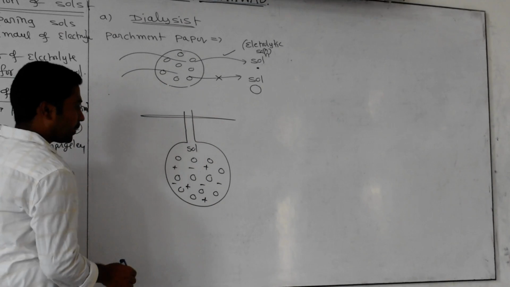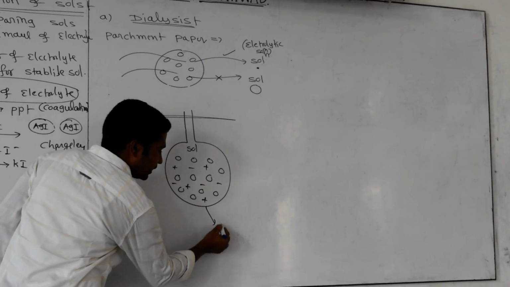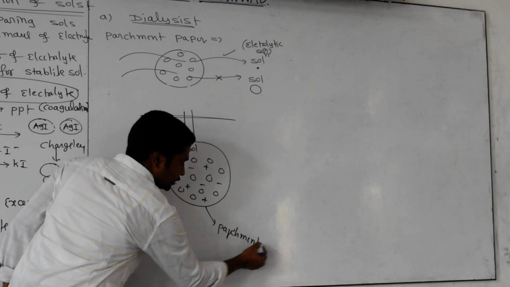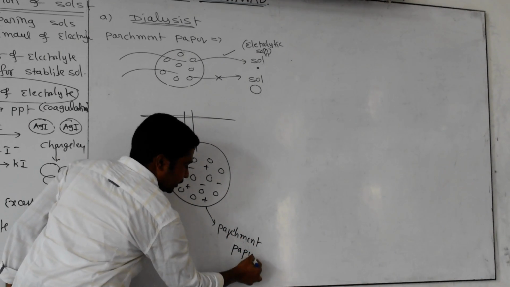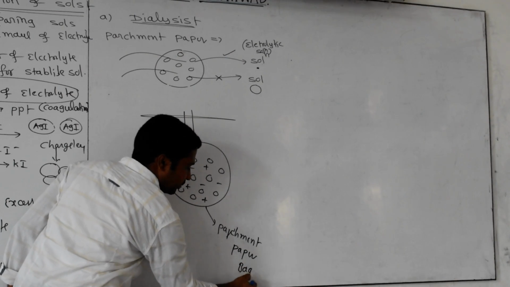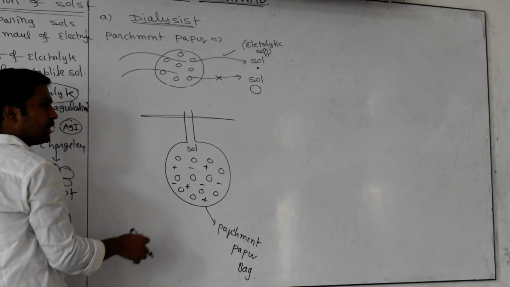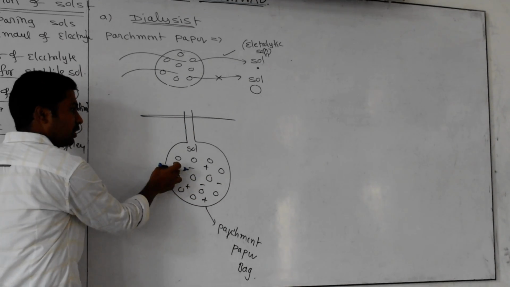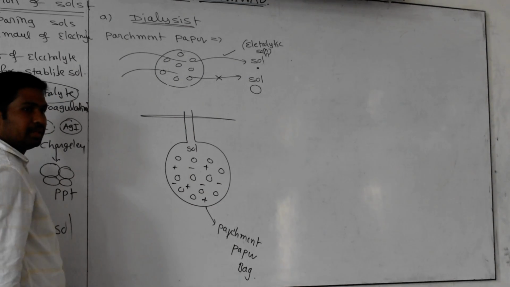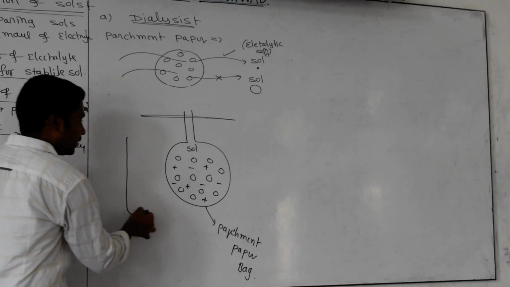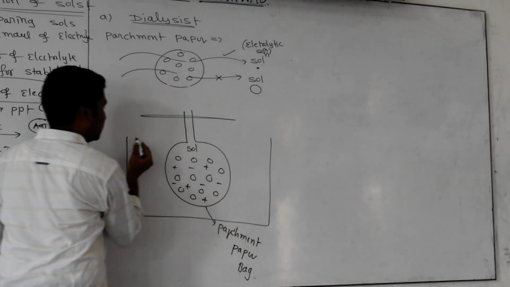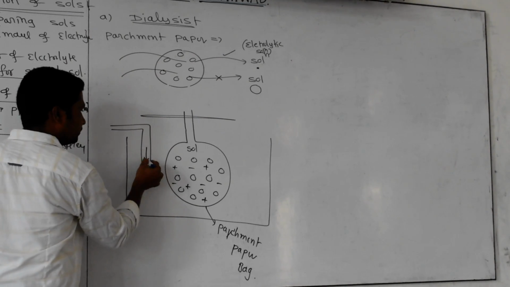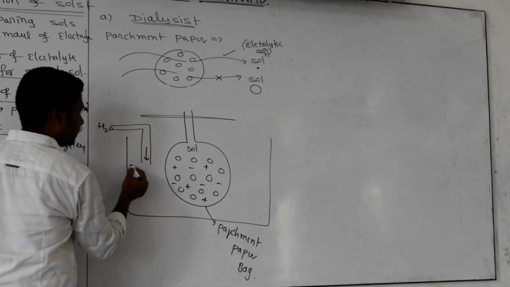Okay, now I have to take the parchment paper bag. I am writing it here, parchment paper bag. Already you know the special property of that parchment paper. In that we are taking the sol. In the sol, colloidal particles are there, dispersion medium is there, and also excess of electrolyte will be there. Okay, now this I kept in water, with continuous water supply. Here I am introducing the inlet of water. Water will be introduced here.